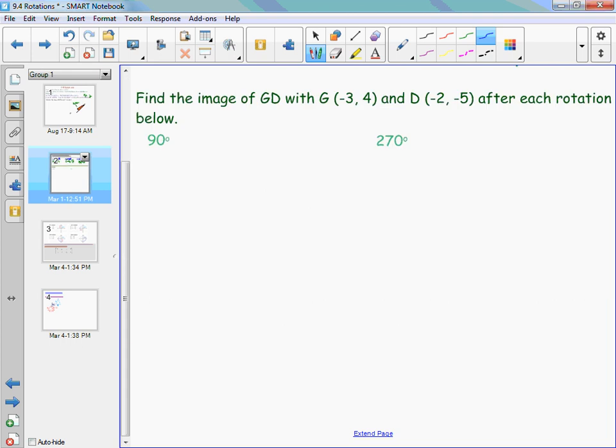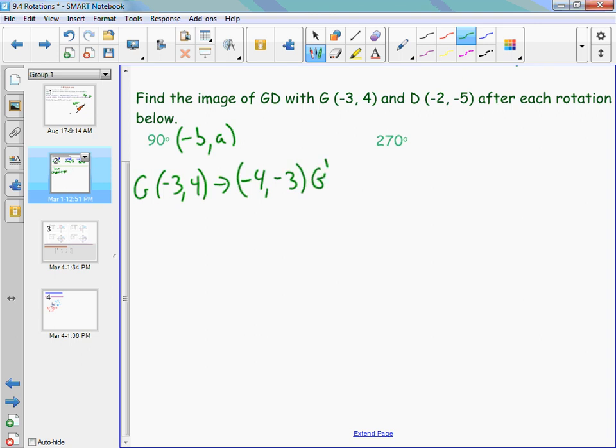Find the image of GD with G being the point (negative 3, 4), and D being the point (negative 2, negative 5) after each rotation below. So we're going to rotate it 90 degrees. Our pattern says that this will be (negative B, A). So G is the point (negative 3, 4). We rewrite the pattern, so we have (negative 4, negative 3) is G prime.